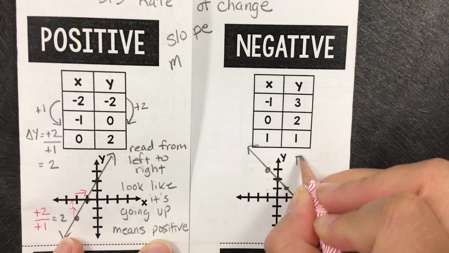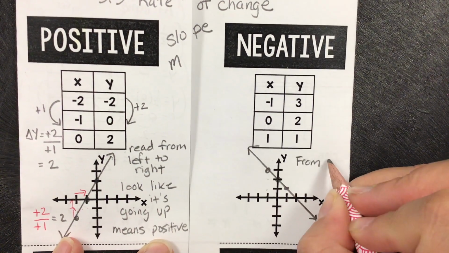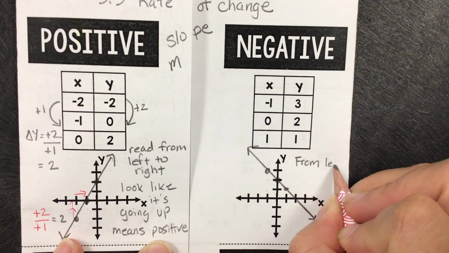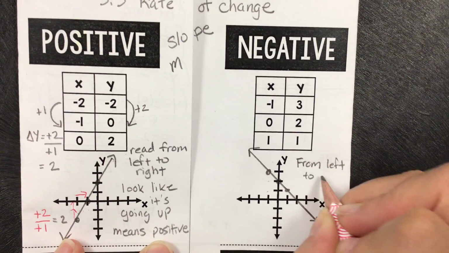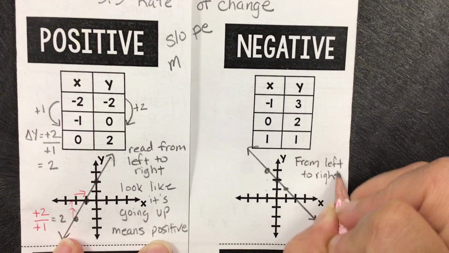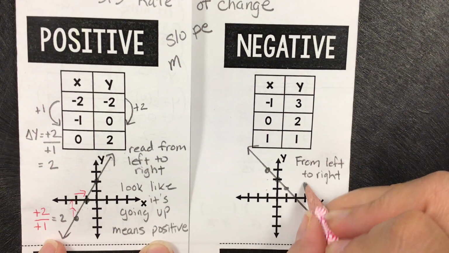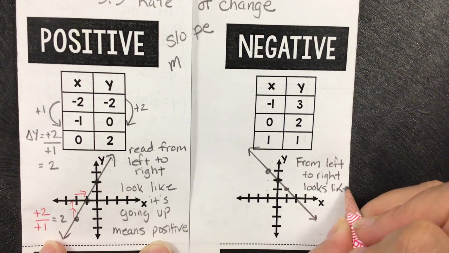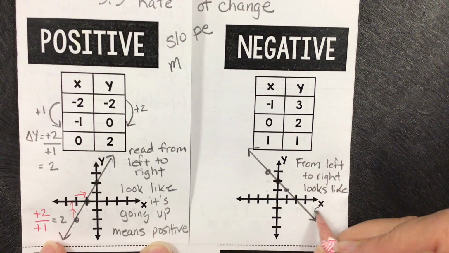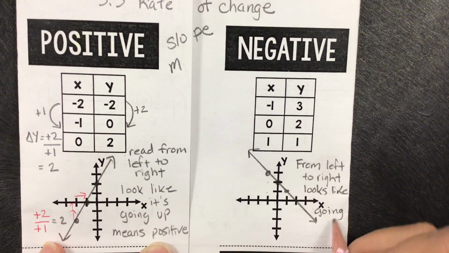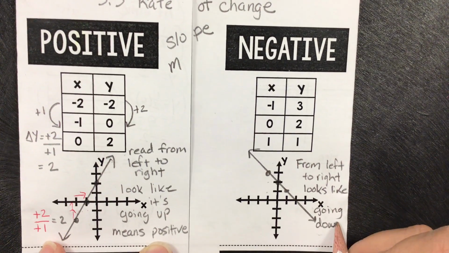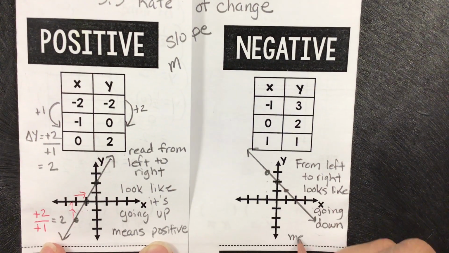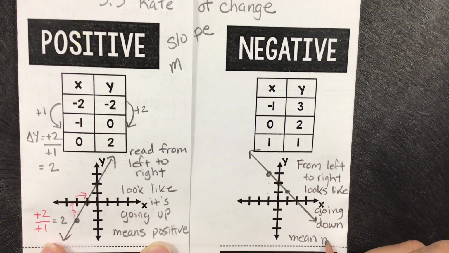So from left to right, looks like going down means negative.